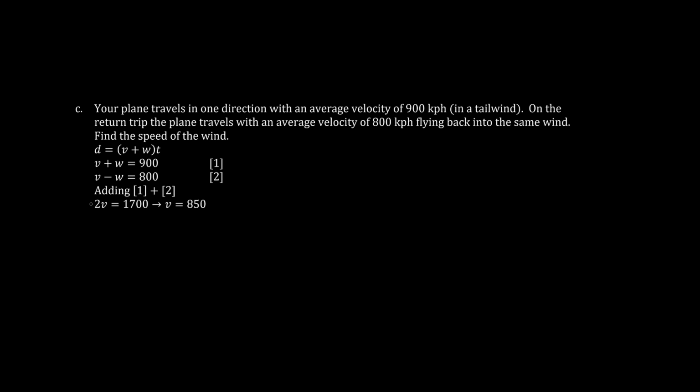V plus V is 2V. The W's cancel out. 900 plus 800 is 1700. And then we divide both sides by 2 to achieve the fact that the velocity is 850. Now that we know that the velocity is 850, we substitute it back into either equation. We'll just plug it in here, into equation number 1. 850 plus W is equal to 900. So therefore, W equals 900 minus 850, which is 50. There's a constant strong gust occurring at a speed of 50 kilometers per hour.